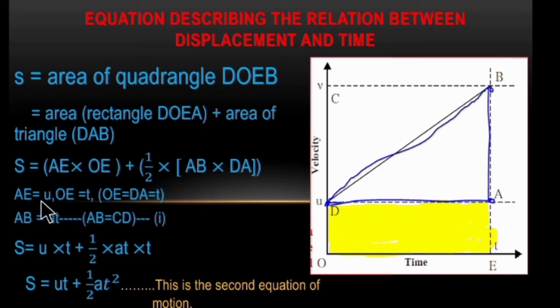Here AE is equal to u, OE is equal to t, and OE is equal to DA is equal to t. So AB is equal to at, because AB is equal to CD from the first equation. So s is equal to u into t plus half at into t. So s is equal to ut plus half at square. This is the second equation of motion.